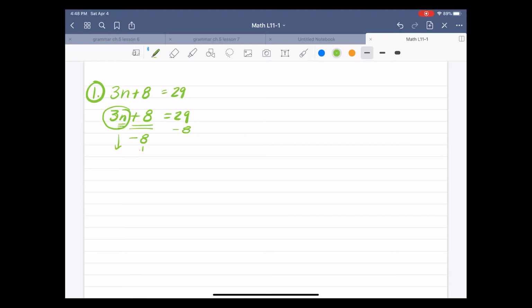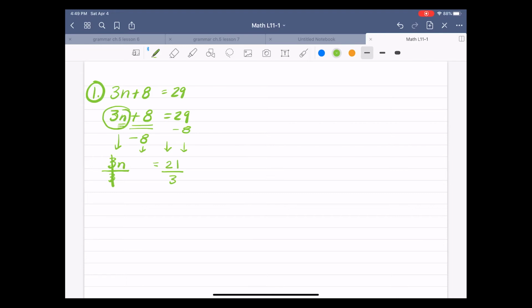Then you're going to bring everything down. 3n, 8 minus 8 is 0. Bring down my equal sign. 29 minus 8 is 21. Now I'm left with 3n equals 21. Now I've still got something clinging on to my n, and I want to get rid of it, and it's a 3. And what operation is being performed on n? Times 3. What's the inverse of times 3? Divide by 3. If I divide the left by 3, I got to divide the right by 3.